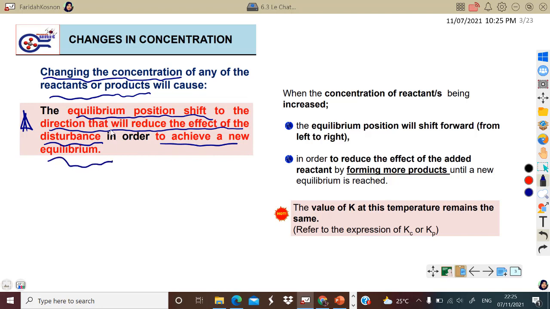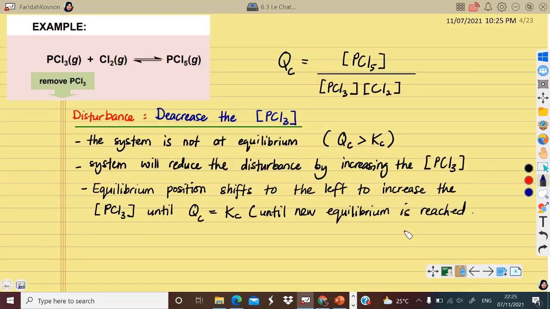Okay, so this one you can read yourself. I will explain it later in the examples that we will discuss. Alright. Okay, so let's look at this example. Let's say I have this equilibrium. The reaction between PCl3 and chlorine gas reversibly produces PCl5 gas. Okay, so let's say this system has reached dynamic equilibrium.